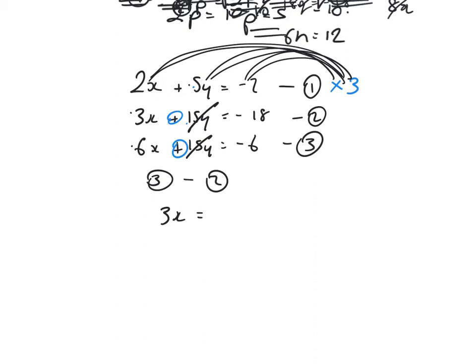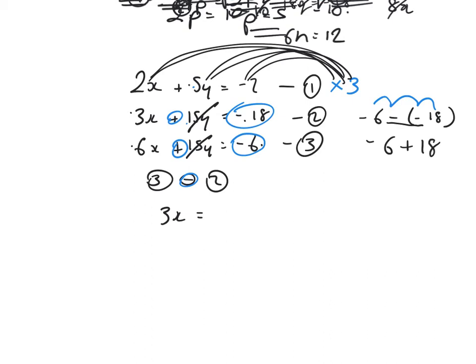Really be careful here. I've got minus 6, minus 18. So it's not minus 6, minus 18, it's minus 6, minus 18. Okay, so the two negatives become a plus, minus 6 plus 18, and that will be 12. I then bring the 3 down and divide, and that will be x equals 12 divided by 3, and x is equal to 4.